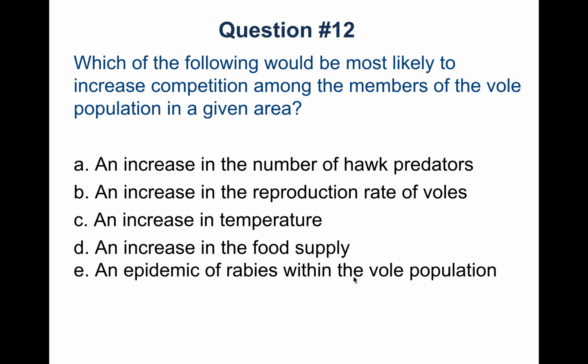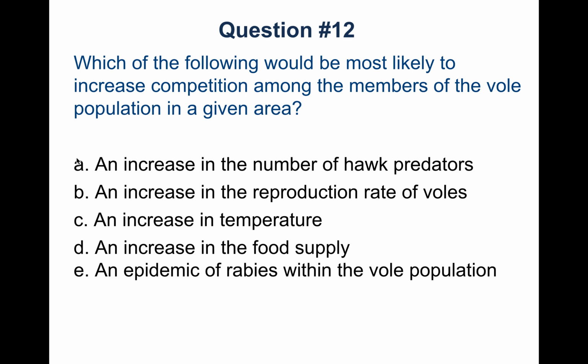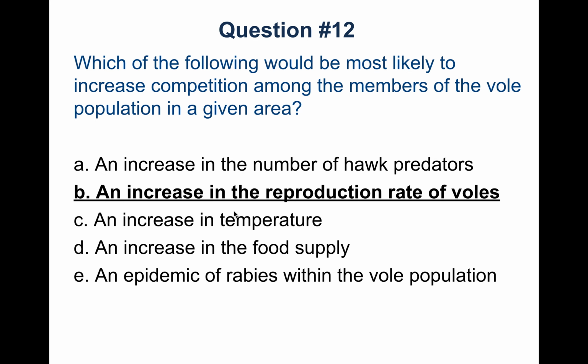An epidemic of rabies within the vole population. Again, this is something like A, that would decrease the population size of the voles, which would then decrease competition because lower population, while the resources stay the same, would mean fewer animals trying to use the resources, so less competition. So it is an increase in the reproduction rate of voles. This is the only one that would increase the population size while the resources stay the same.